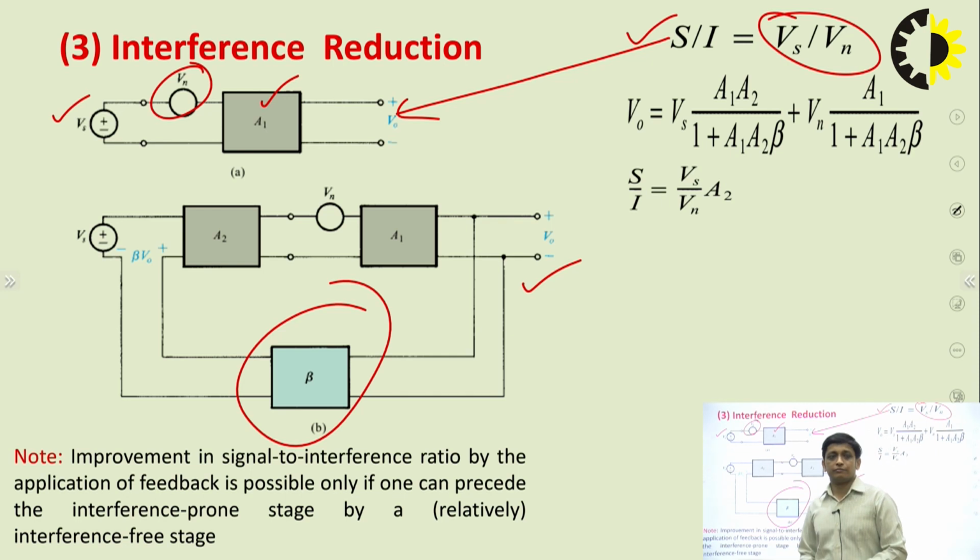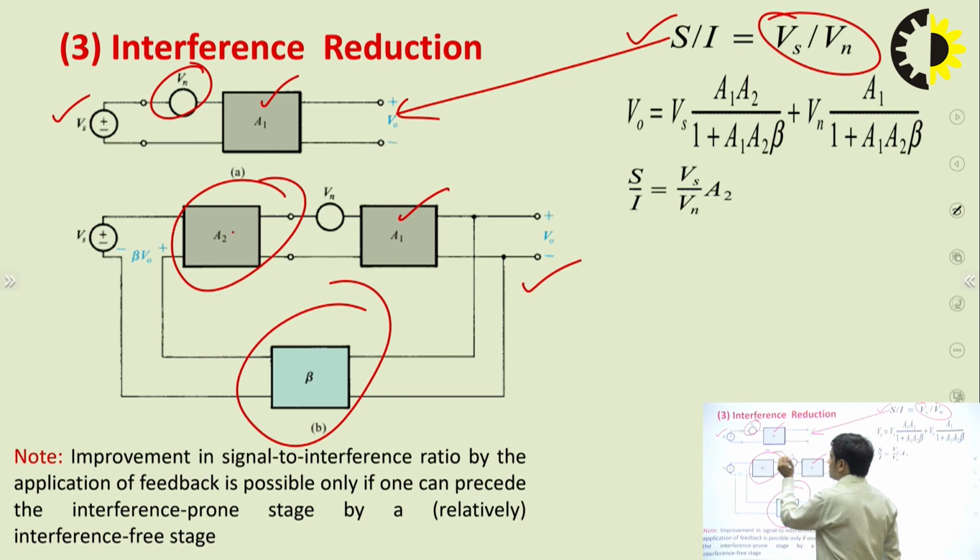There is one thing which is important to mention here. To reduce the effect of interference and noise, along with this amplifier A1, we need a pre-amplifier whose gain is A2, that is connected before this A1. To reduce the effect of interference we require two things. Firstly, we apply negative feedback, and secondly, we use the pre-amplifier whose gain is A2, and this A2 amplifier should be free from noise and interference, of course. Again the input signal is Vs and the noise is Vn.